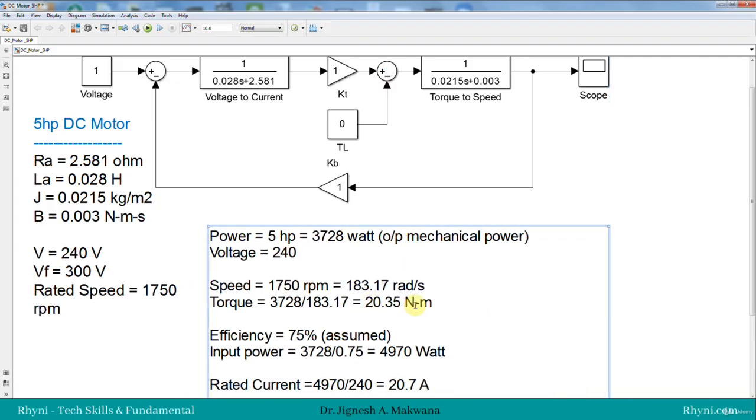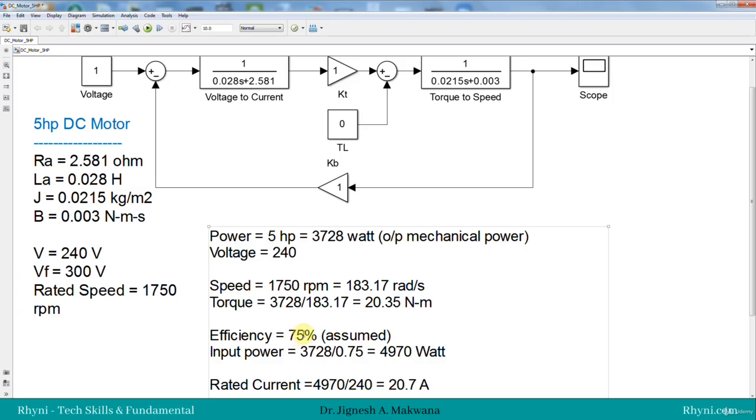So at this torque, if we supply the 240 volt, our speed will come to 1750 rpm, or say 183.17 radian per second. So we have the rated torque. Now let's find the rated current. To find the rated current, we need the idea of efficiency. If efficiency is not given, we can assume the efficiency. Here I have selected the efficiency of a 5 HP DC motor as around 75%.